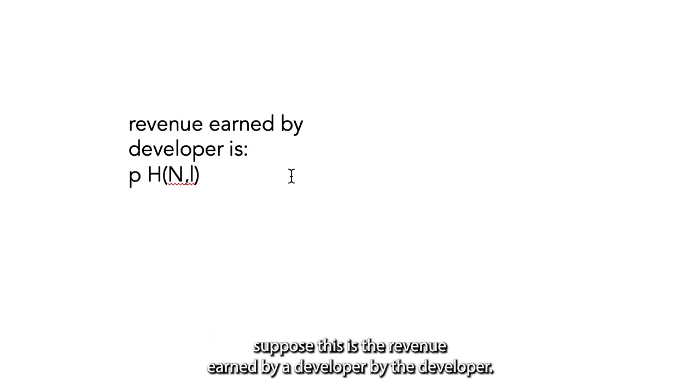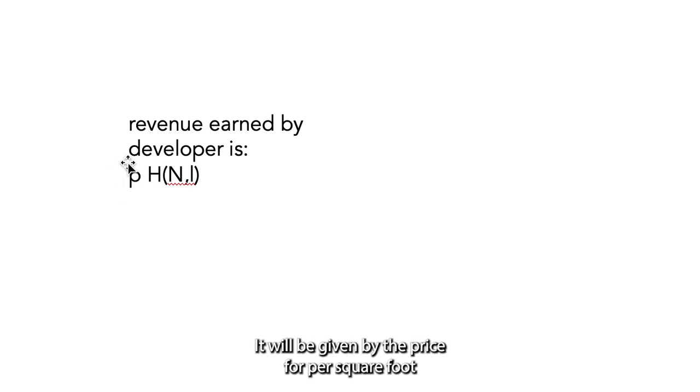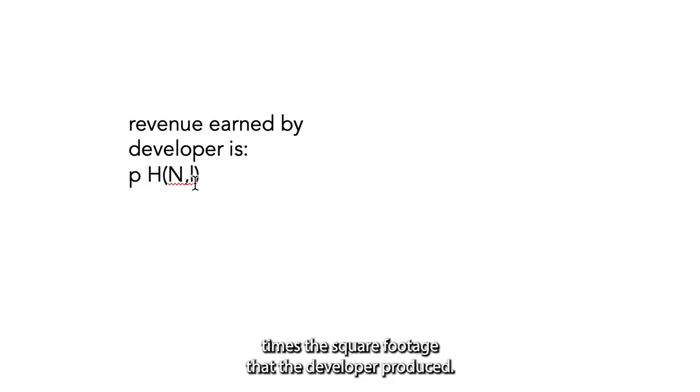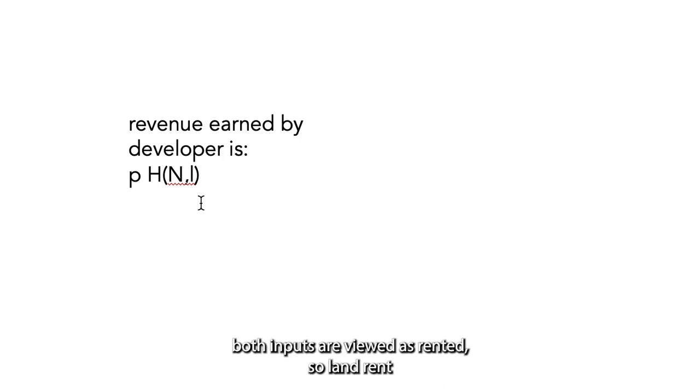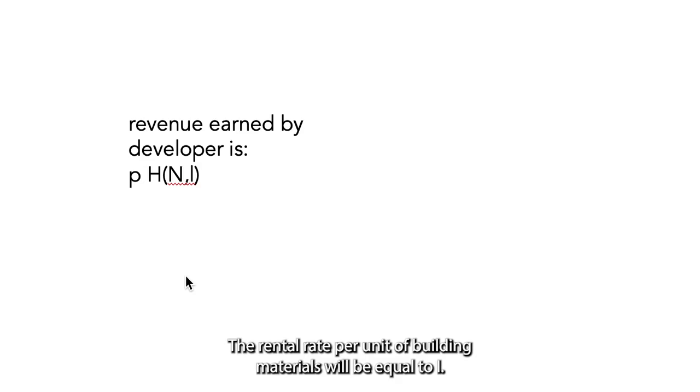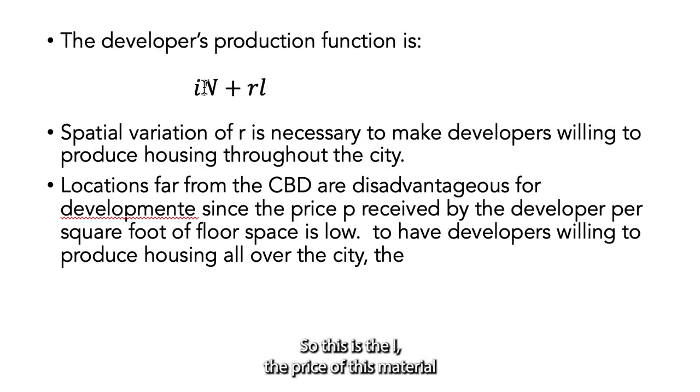So let's suppose this is the revenue earned by the developer. It will be given by the price per square foot times the square footage that the developer produced. Now, to match the rental logic, both inputs are viewed as rented, so land rent per acre will be the relevant input price. And it's denoted by R. The rental rate per unit of building materials will be equal to I. Let's put this in a function. So this is the I, the price of this material, and this is the R, the price of this land.